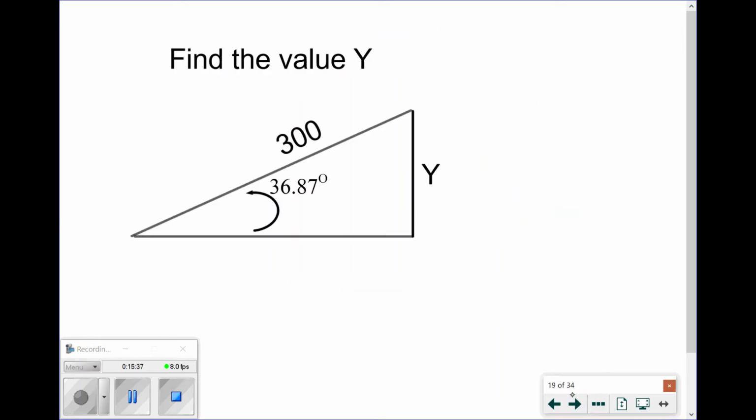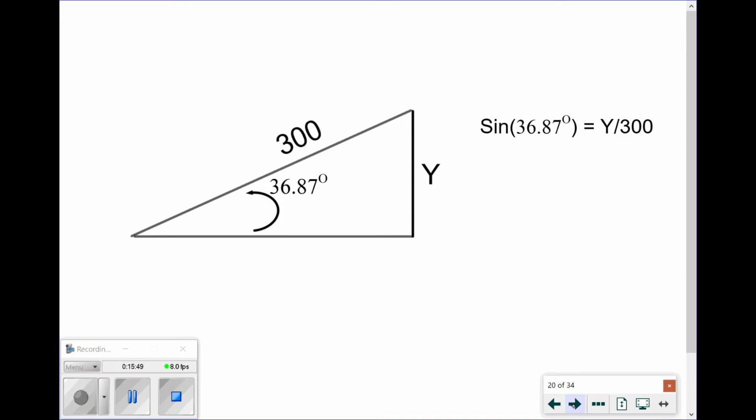So a typical situation that you would see is something like this, where we're given the hypotenuse, and I just want to find the opposite side, and I know the angle is 36.87. So I'm going to just start with my sine, because the sine is the ratio of my opposite over my hypotenuse. Those are the two sides I'm working with here. And so I'm going to say the sine of 36.87.